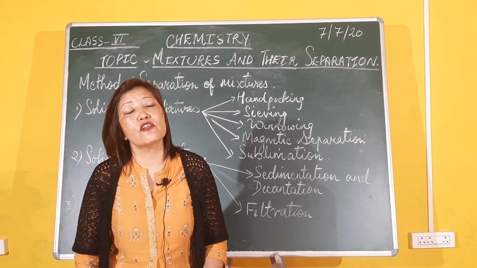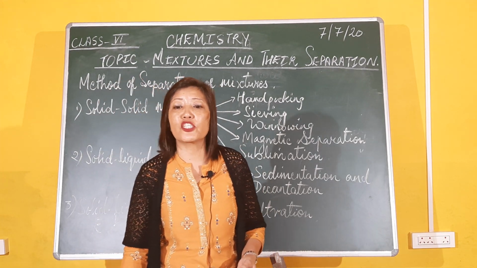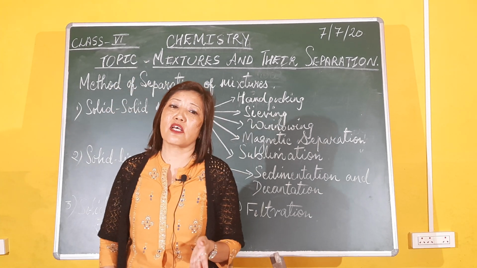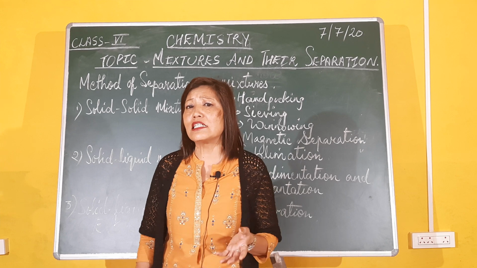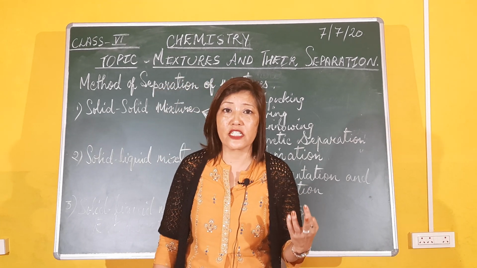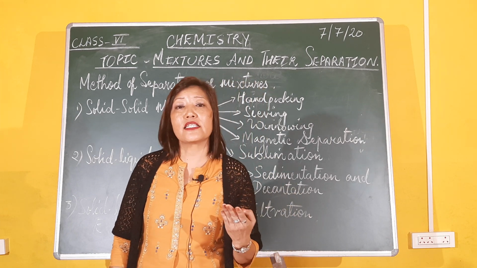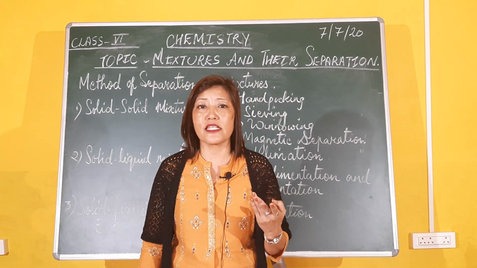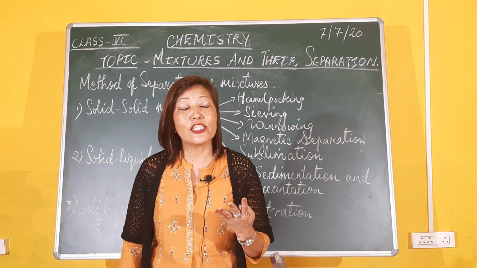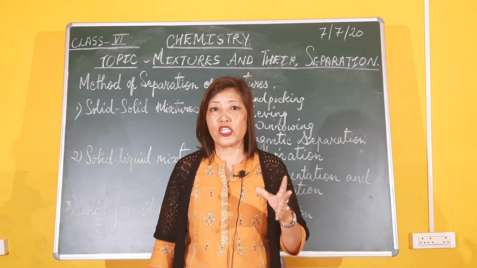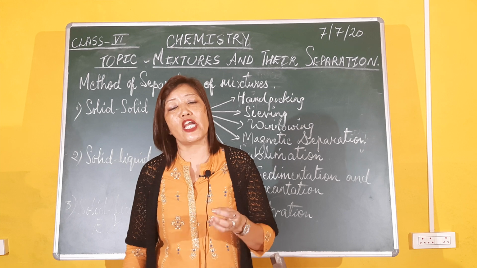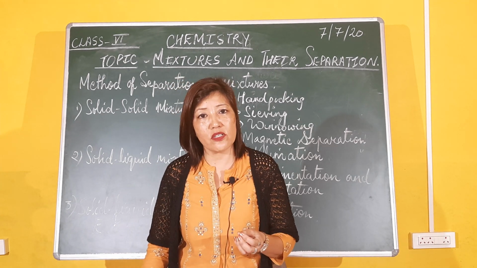The last method of separation of solid-solid mixture is sublimation. Now, before I discuss the process of sublimation, I think you have already learned in the lower classes that there are three states of matter: solid, liquid and gas. Let's take the example of ice. Ice is the solid form of water, and when this ice melts, it changes into liquid, which is water. And when you boil water, then this water will change into vapor, the gaseous state.